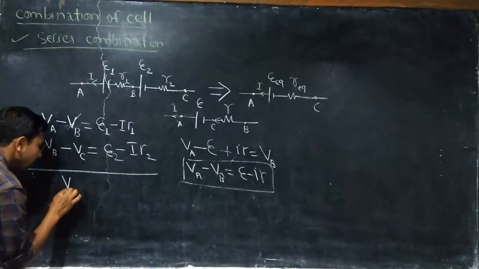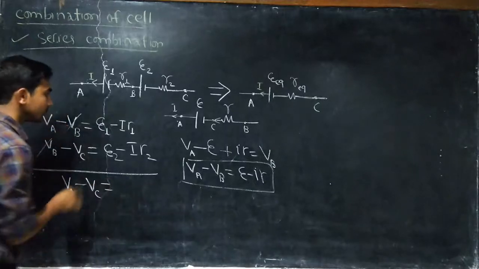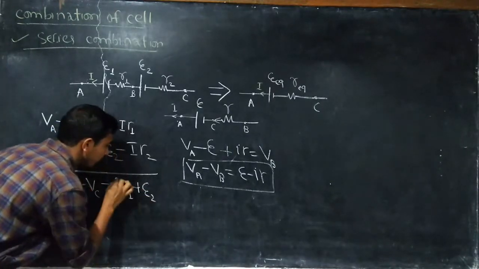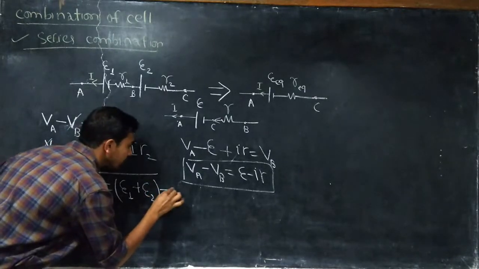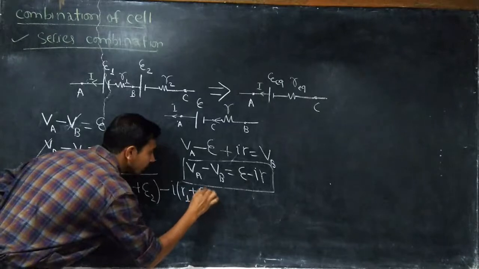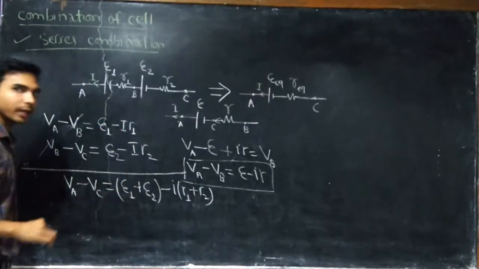So what value is coming? VA minus VC is equal to E1 plus E2 minus I, inside the bracket we have R1 plus R2, right? We will get this one.